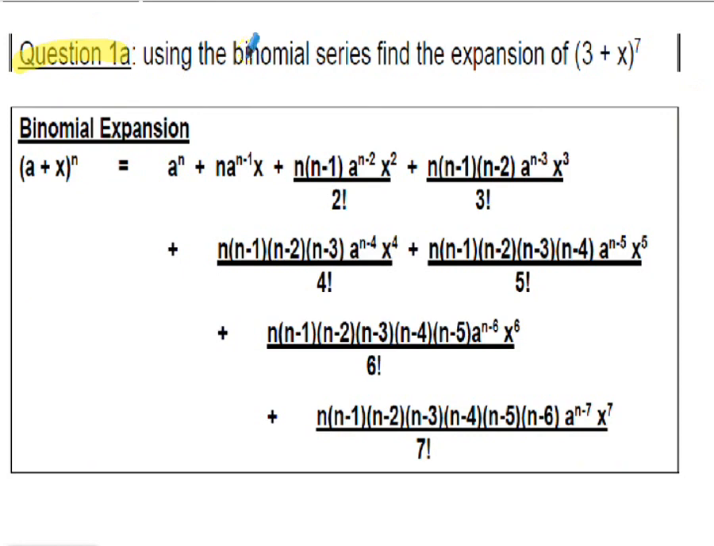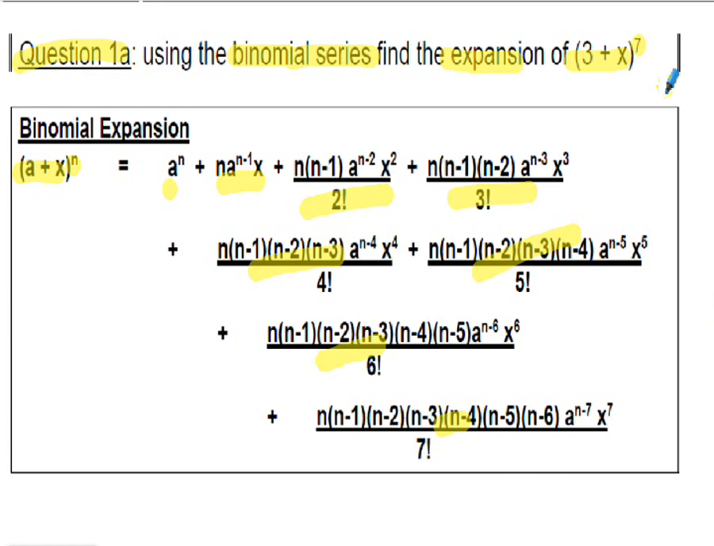Question 1a. We're asked to use the binomial series to expand 3 plus x to the power of 7. So I've written the generic expansion here for us, just to recap. So a plus x to the power of n. Now because it's an n value of 7, there will be 8 terms in the series. So first term, second term, third term, fourth term, fifth term, sixth term, seventh term, 8 terms. So 8 terms in our series in this particular expansion.